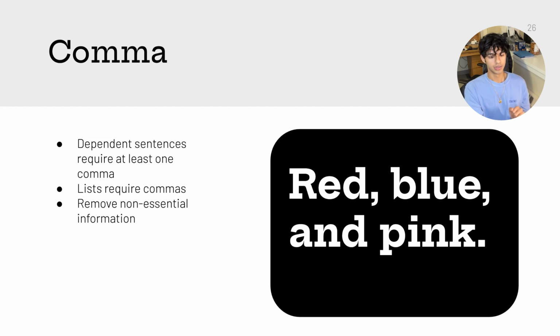All right, commas. Commas can get very complicated, but basically you need to understand that if there is a dependent sentence, it requires at least one comma to be correct, because when you connect that dependent to an independent, you need to use a comma as a punctuation. Lists also require commas, and there's a comma before the and or the or. So if you say red, blue, and pink, there's a comma before and. If you said red, blue, or pink, there's a comma before or. Let's see. They can also be used to remove non-essential information like dashes, which is what I was saying.